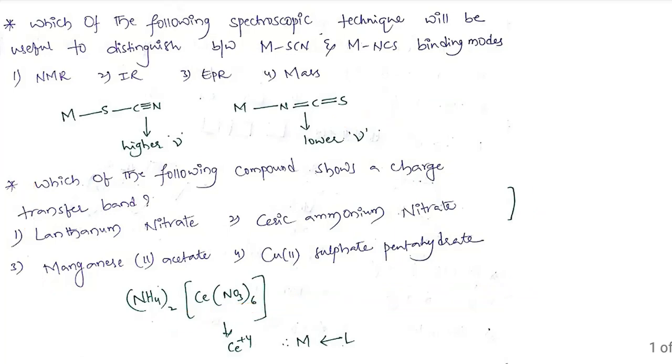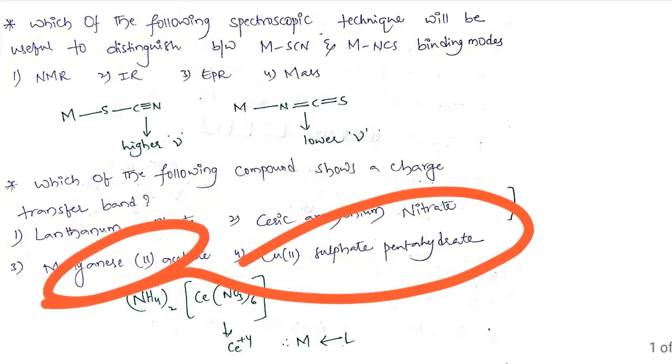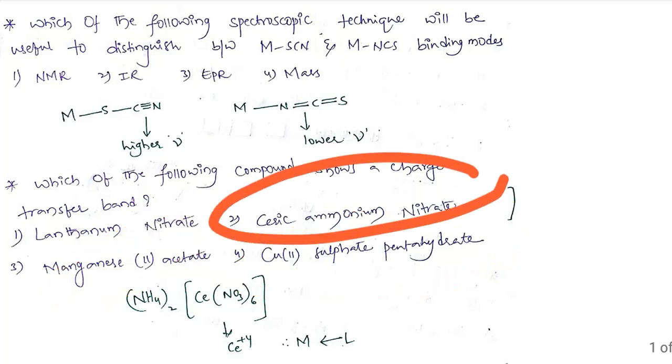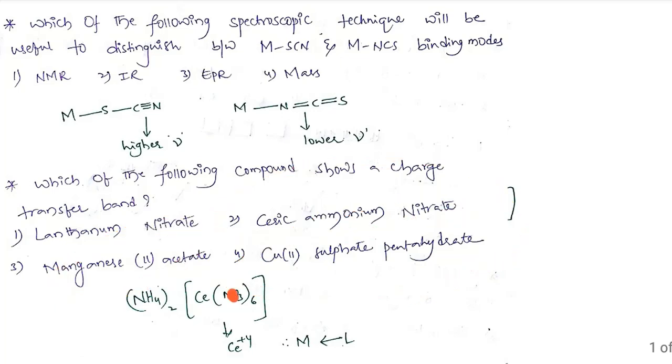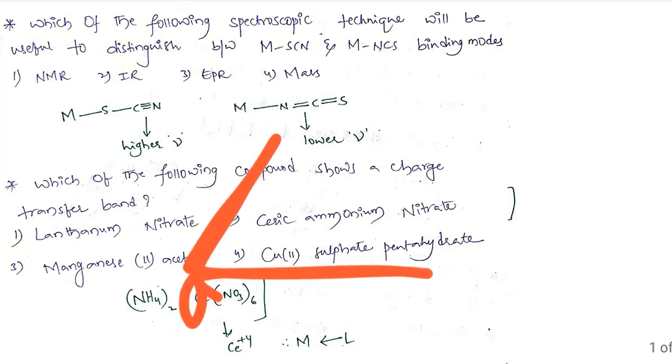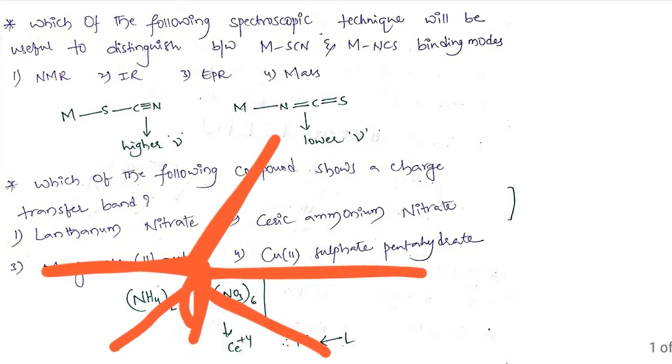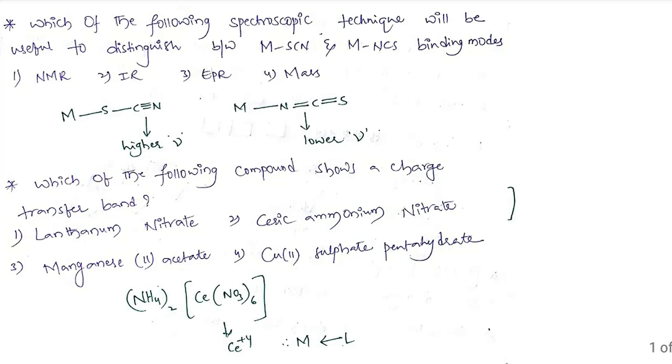So here we have given lanthanum nitrate, ceric ammonium nitrate, manganese +2 acetate, copper +2 sulfate pentahydrate. And if you look at the second, ceric ammonium nitrate, nitrate is a bidentate ligand, and here we have 6 nitrate ligands, so 6 into 2, 12. That means cerium is coordinated with exactly 12. The coordination number of cerium is 12 here.